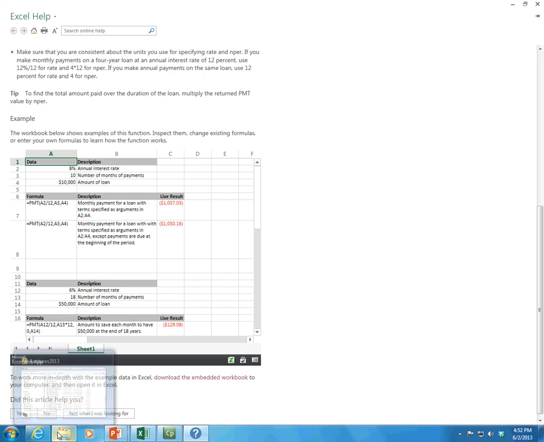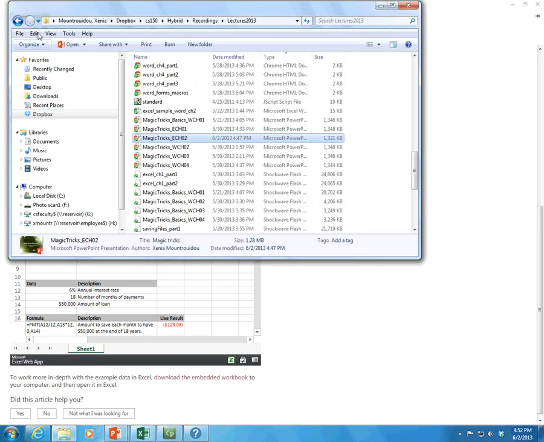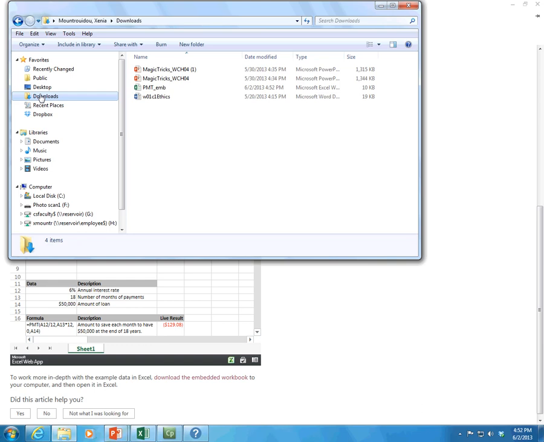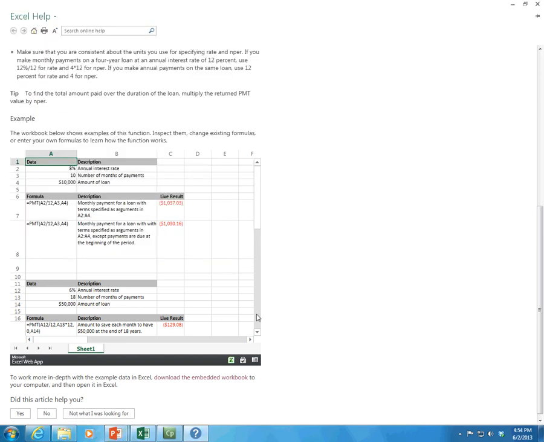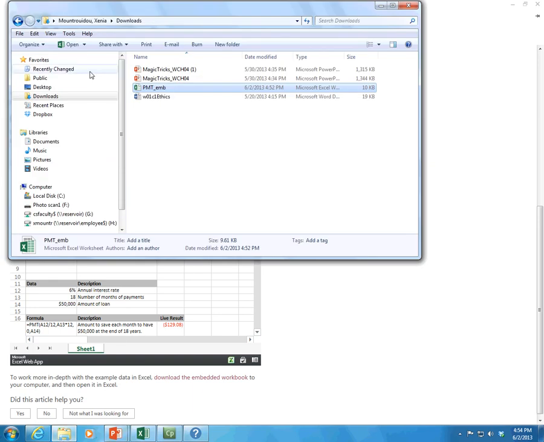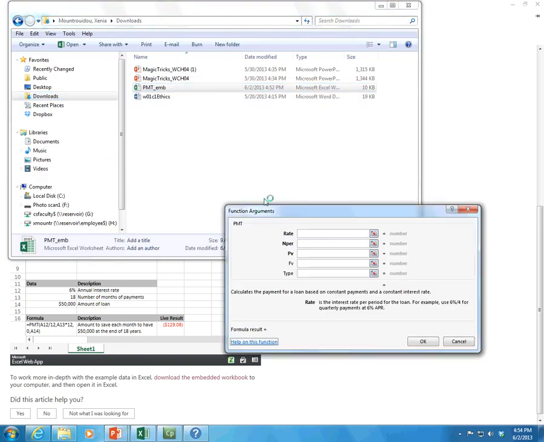Do I? Well, a little trick about your browser. I just downloaded an Excel spreadsheet and I have no idea where I downloaded it. So there's this special downloads folder that browsers usually use as a default folder to download files. As you can see, I have downloaded a couple of files before, and here's the PMT example. Now I know that it's in the downloads, the default spot.